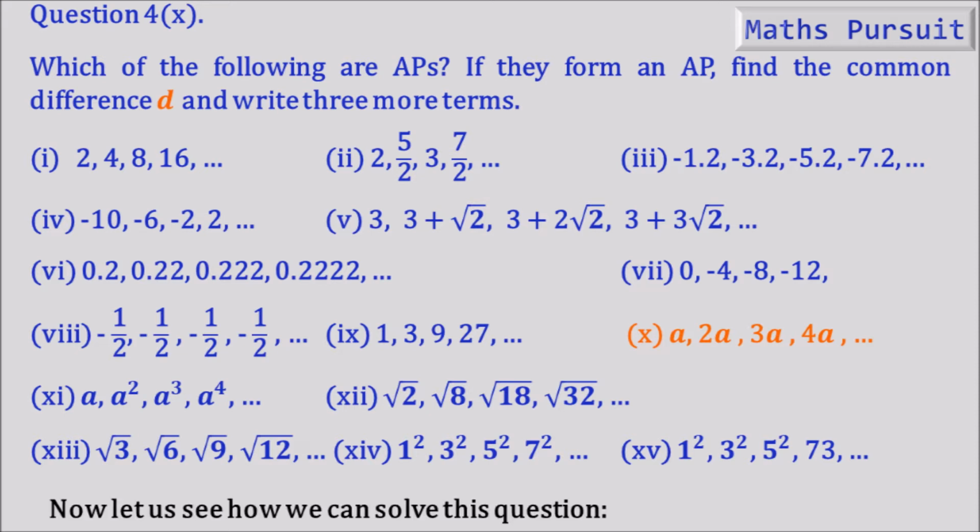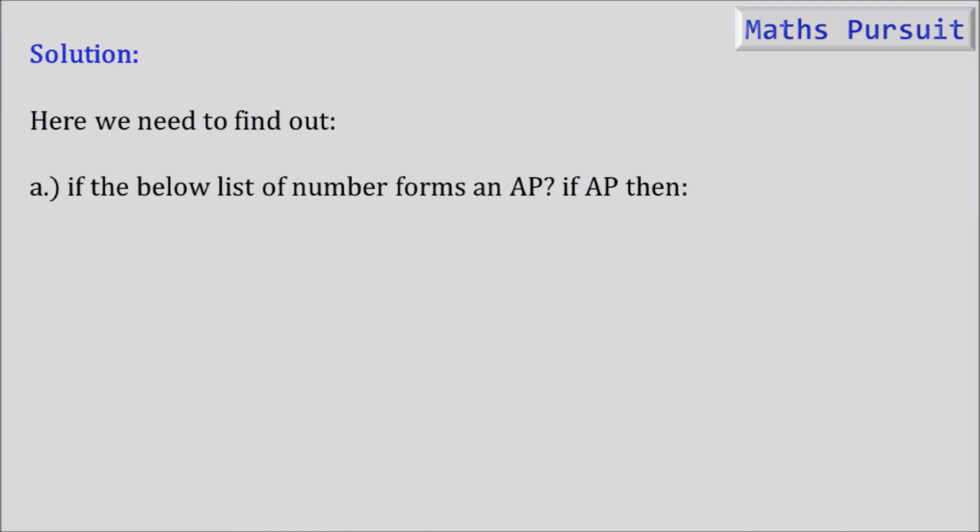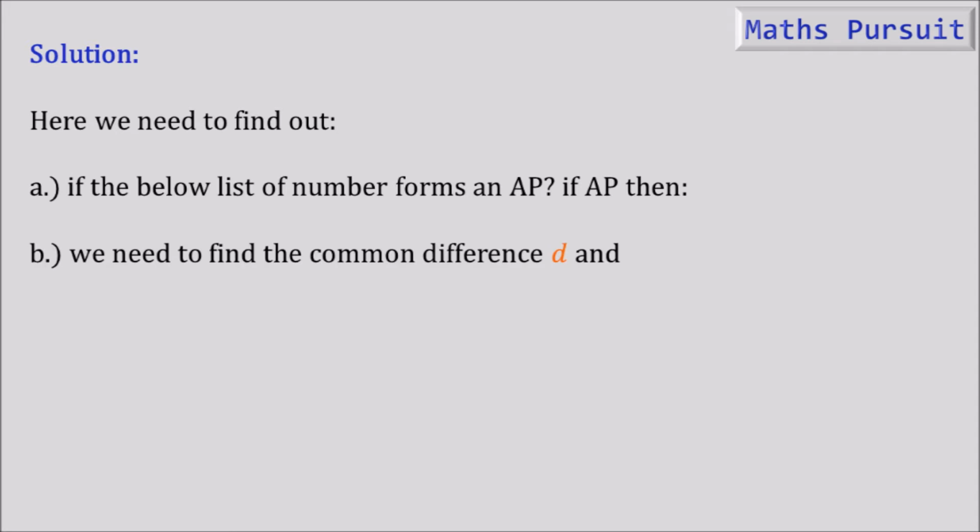Now let's see how we can solve this question. Moving to the solution. Here we need to find out if the below list of numbers forms an arithmetic progression. If AP, then we need to find the common difference D and also find the next 3 terms. Guys, this question is pretty simple. First up, we need to find out whether the given number sequence forms an arithmetic progression or not. If it forms an arithmetic progression, then we are going to find out the next 3 terms. And for doing all these things, we are going to first of all find the common difference among the consecutive numbers.